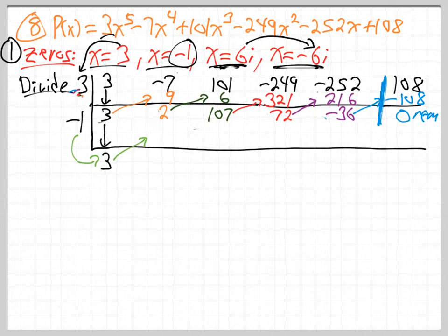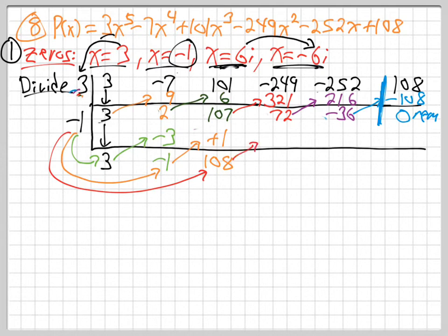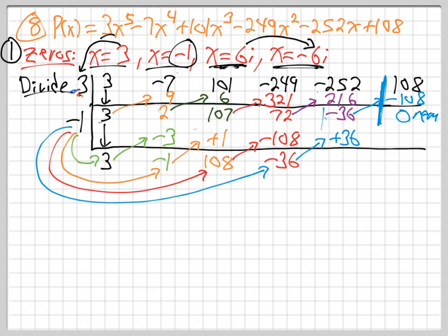-1 times 3 is -3. Add them up, -1. And then -1 times -1 is +1. Add them up, 108. And -1 times 108 is -108. Add them up on your calculator, -36. And the last step, -1 times -36 is plus 36. Add them up. No surprise, 0 remainder for that one. See how it's getting smaller, our answer, the remainder is moving over?